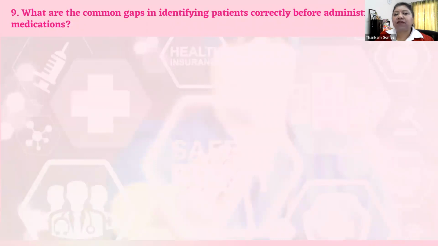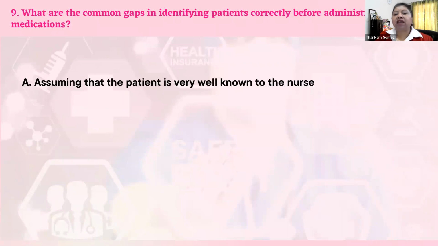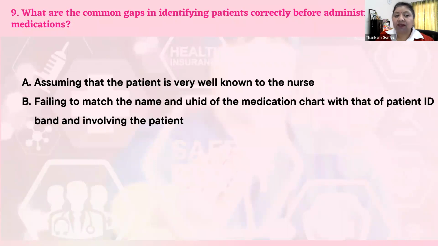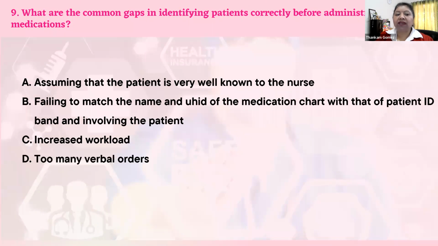What are the common gaps in identifying patients correctly before administration of medication? Assuming that the patient is very well known to the nurse, failing to match the name and UHID of the patient medication chart with that of the patient ID band, and involving the patient, increased workload, too many verbal orders, A and B. What will be your best answer now?